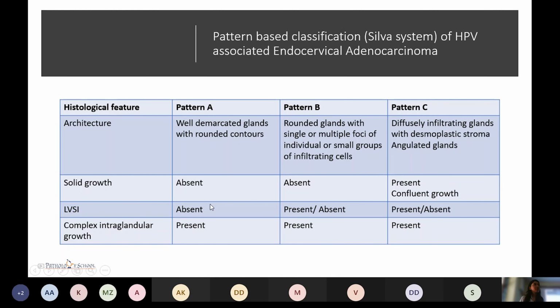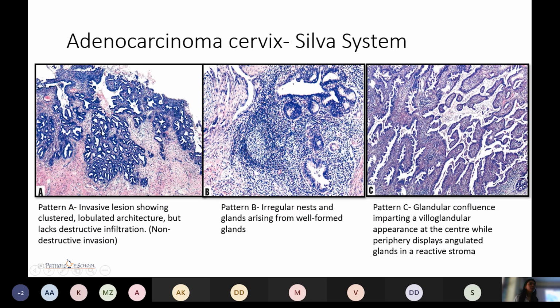So this is what it looks like. The pattern A has these well-formed rounded glands with smooth round luminal borders. In pattern B, again, we can see these pattern A glands, but there are other individual glands and infiltrating groups of tumor cells. In pattern C, we can see a confluent growth pattern and a lot of desmoplasia.